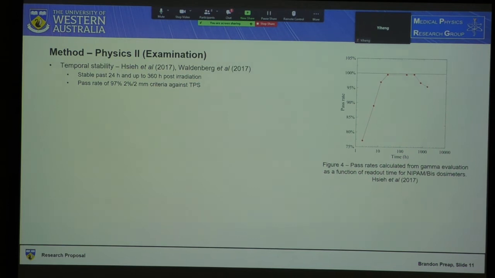And before 24 hours, it's because it's still polymerizing. So you need to let it set for 24 hours. So you can see with the time on the x-axis and the pass rate on the y-axis, it rises up, maintains at around 97%, and then drops back down.